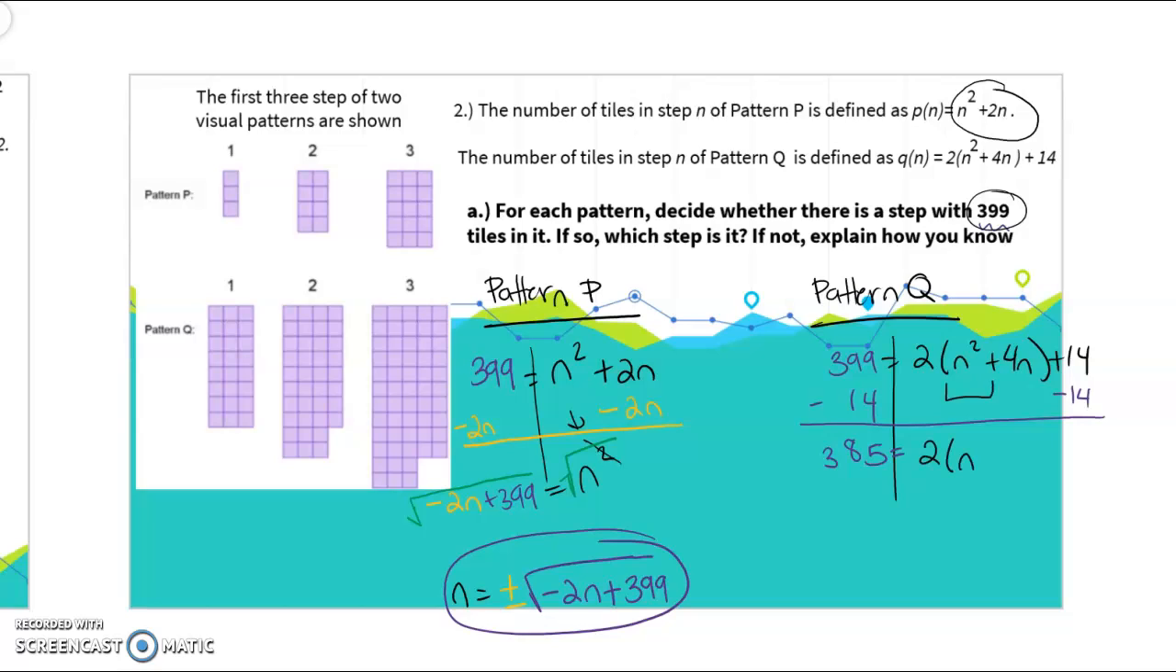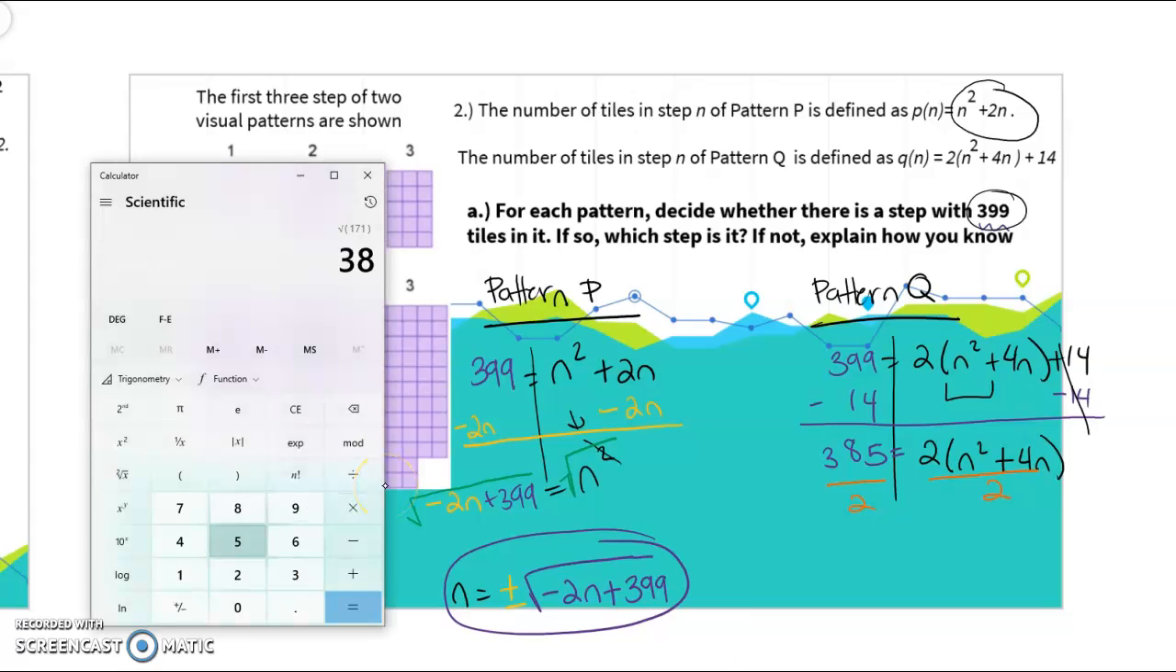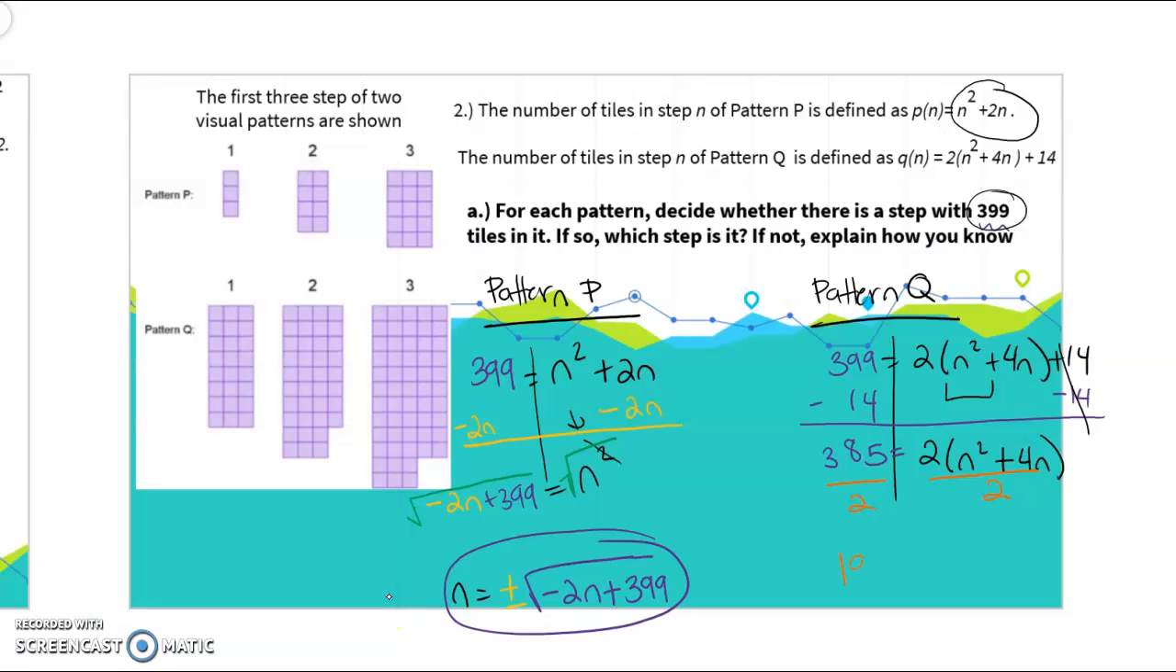I'm going to take down this 2, parentheses n squared plus 4n, end parentheses. Now remember that a that we dealt with in the last situation? Well, it's similar to this. I need to get rid of this 2. It's multiplied. The opposite of multiplication is division. So I'm going to take 385 and divide it by 2. I get 192.5. And that is equal to, because these 2 cancel, n squared plus 4n.